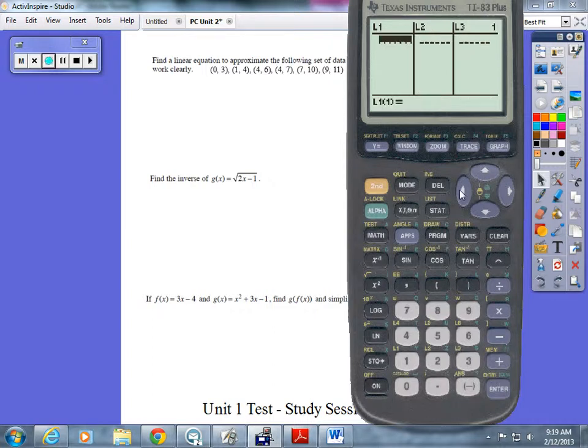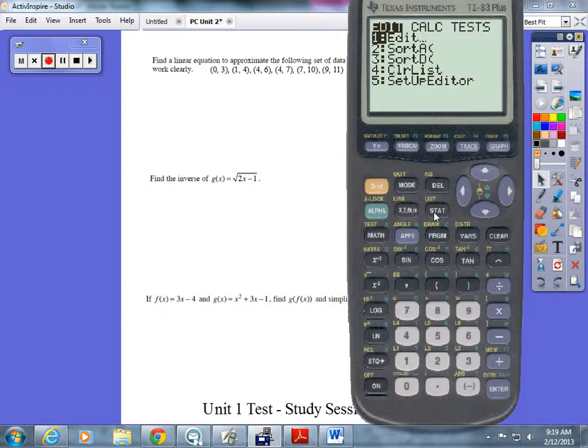And then type in all your x values into L1: 1, 4, 7, and 9. Okay, make sure you hit Enter after each value. And then type your y values into L2. Okay, once you have all your values entered in, just double check to make sure each x value has a y value. All right, then go ahead and second quit.